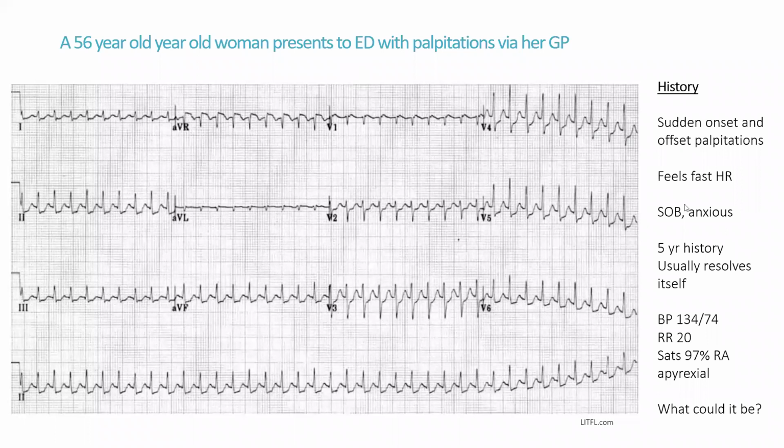From her history, it is quite important to this diagnosis that these are sudden onset and offset palpitations. She feels like she has a very fast heart rate, as she would, because you can see this is fast. She's short of breath and she's anxious. She's had this for 5 years and she usually just gets on with it. It just sorts itself out. She's hemodynamically stable at the moment. And what could it be?